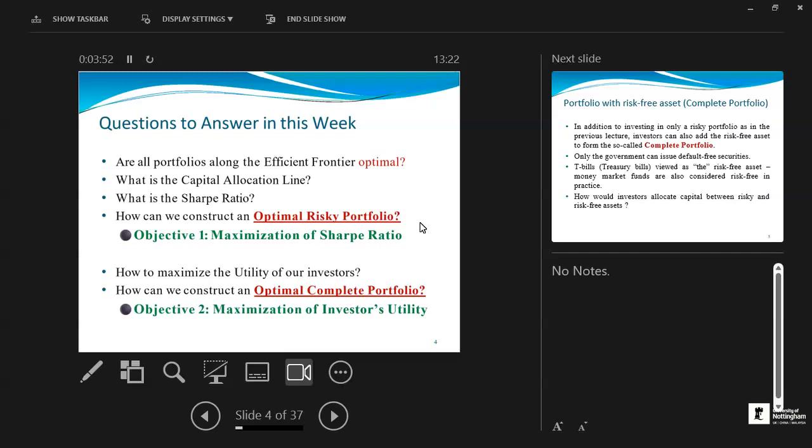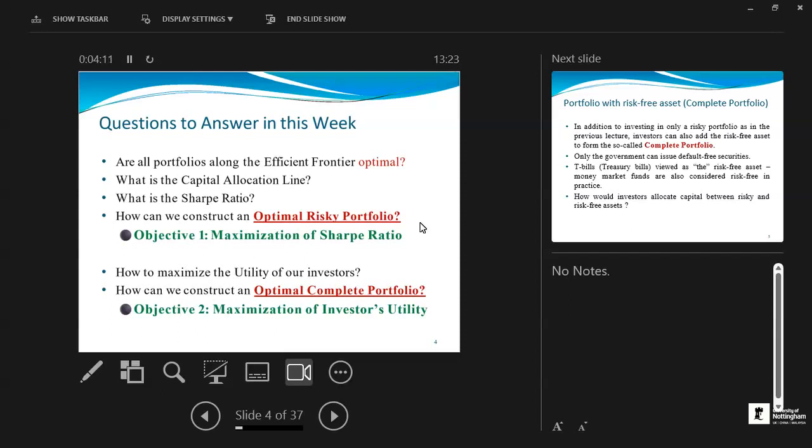And all the portfolios lying below it will not be optimal. And that's what I said earlier. So your objective is to be as close to the efficient frontier as possible, because that will give you the highest possible return for a given level of risk.